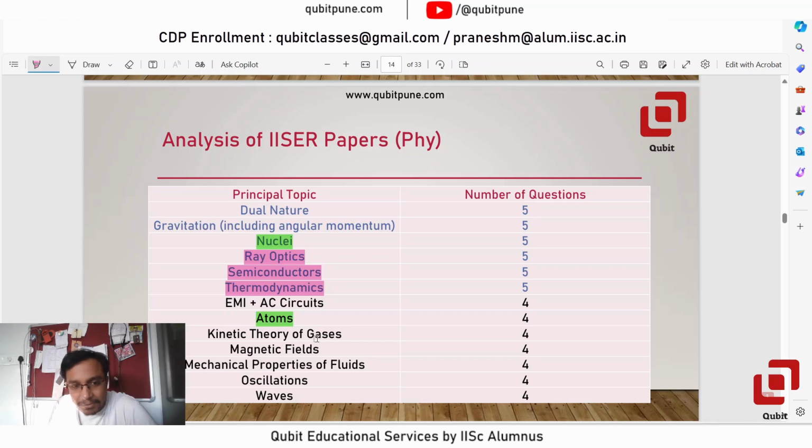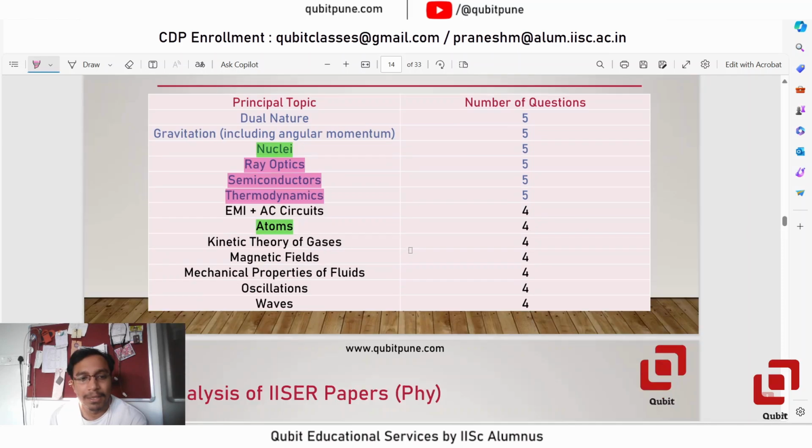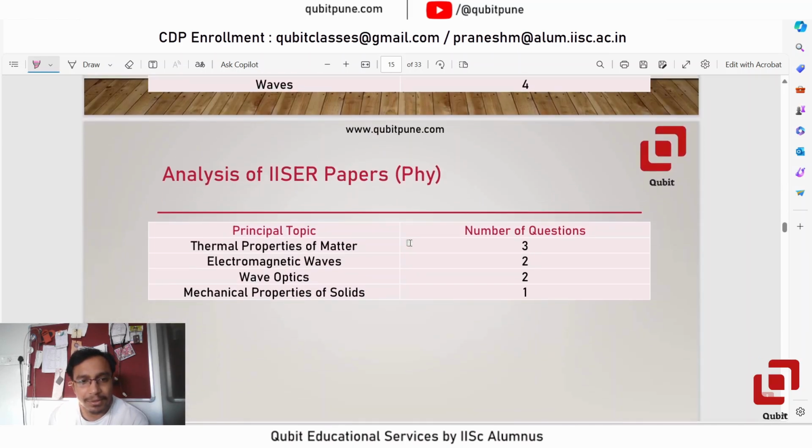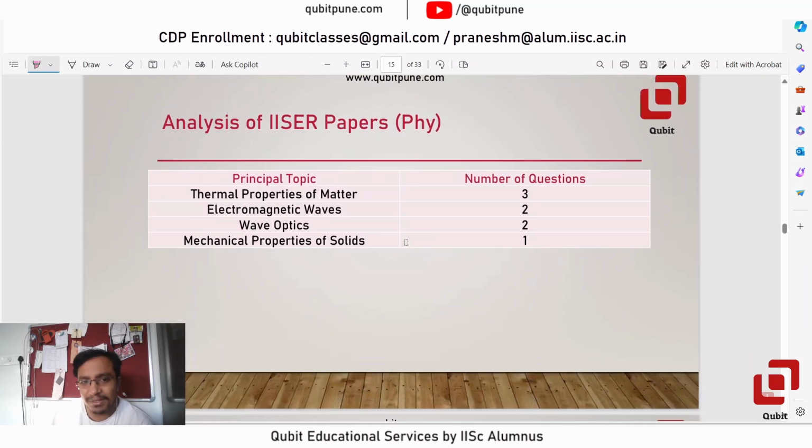Doppler effect is a popular topic in the IISER Aptitude Test. I have seen at least 2 questions on Doppler effect of sound. Okay. Then we have thermal properties of matter, electromagnetic waves, wave optics, and mechanical properties of solids. There has been only one question on mechanical properties of solids, but you should know the basics.